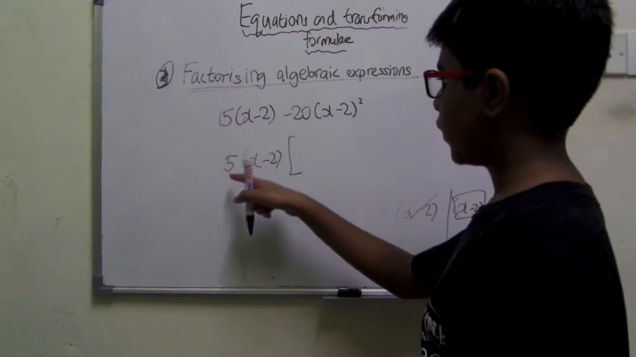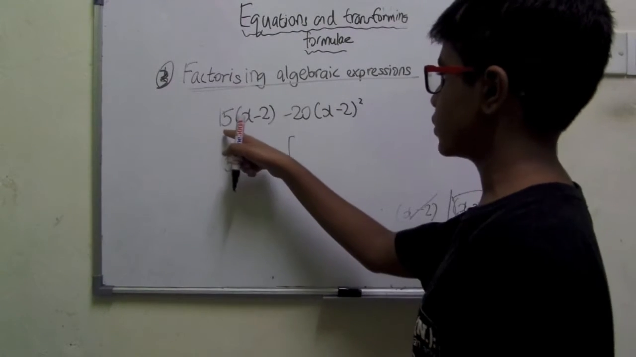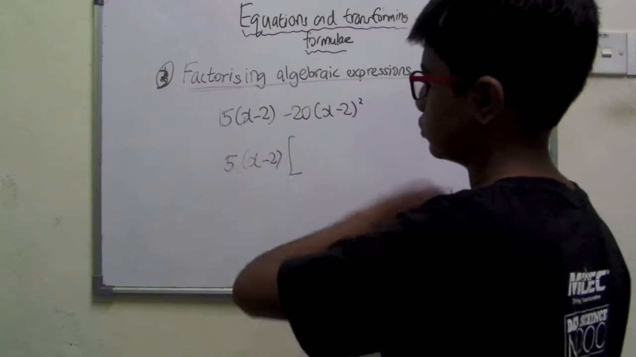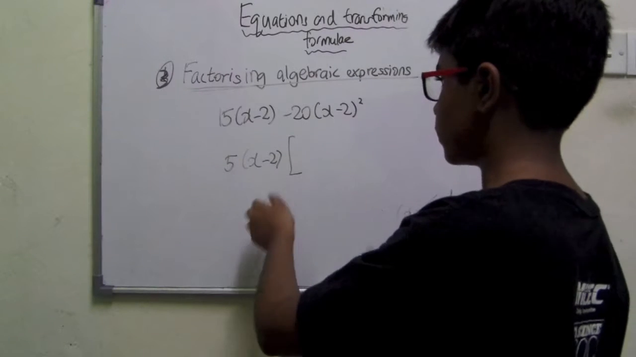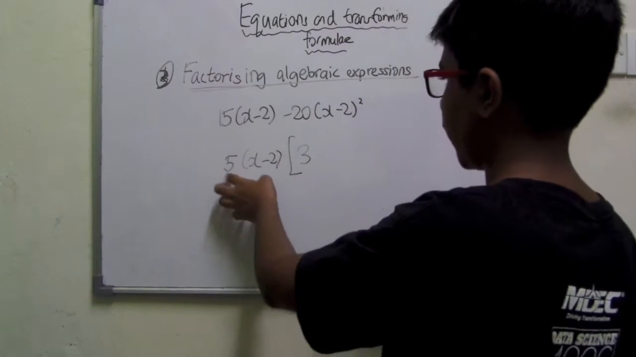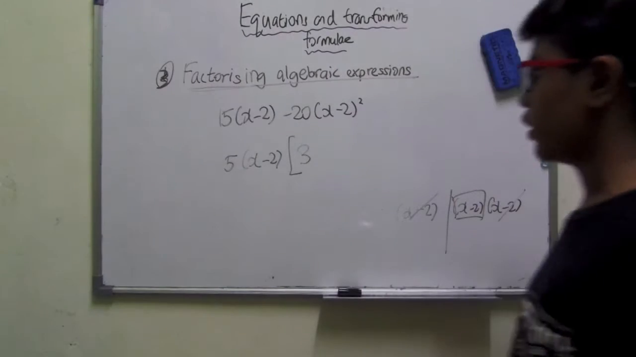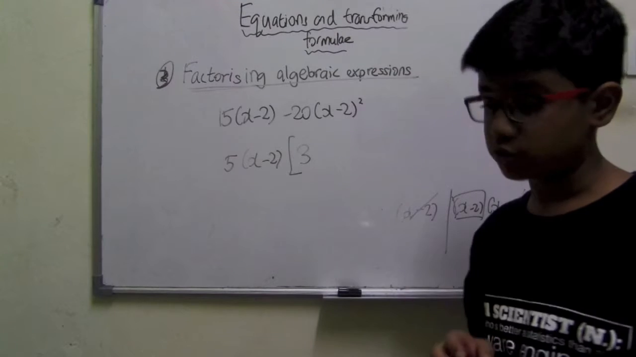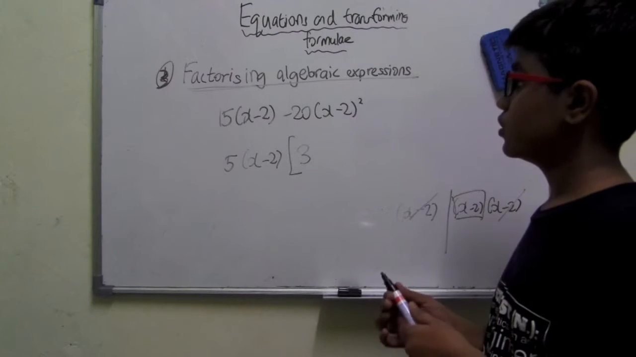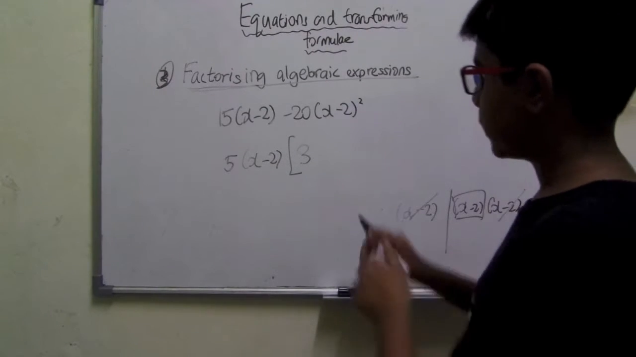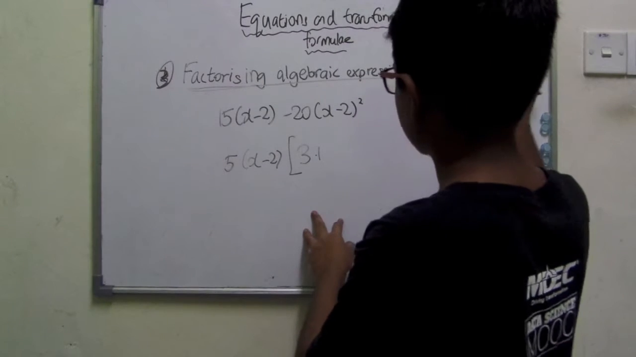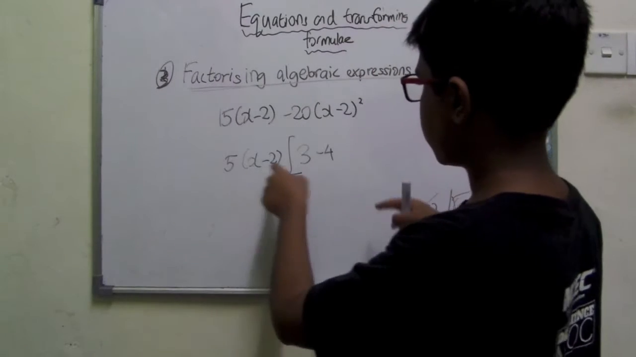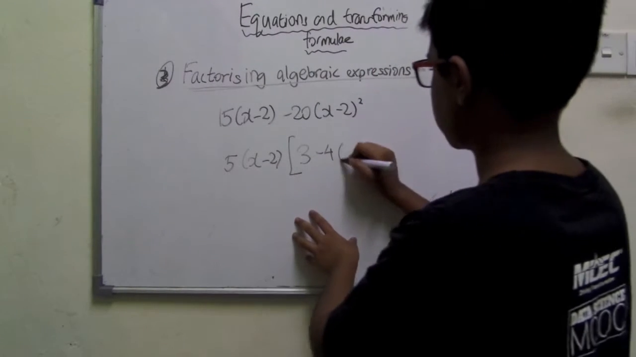And then see, 5(x minus 2) multiplied by what gives us 15(x minus 2)? So 15 and 5, x minus 2, x minus 2 is the same, so I'll leave that. 15 and 5, 5 times 3 gives us 15, so put the 3 over there. 5(x minus 2) and 20(x minus 2) whole square. What times 5(x minus 2) gives us negative 20(x minus 2) whole square? And the answer to that is a positive 4. Sorry, negative 4, sorry, it's a negative. So negative 4. And since we need to multiply one more (x minus 2) to make it a square, (x minus 2).